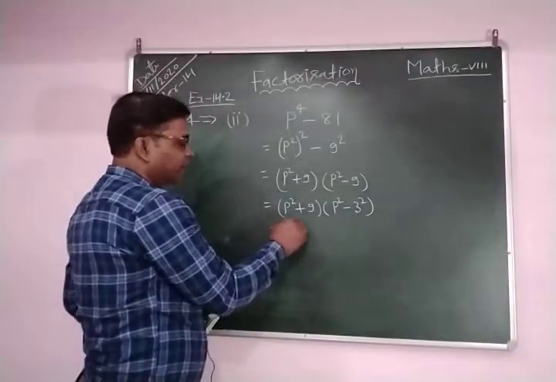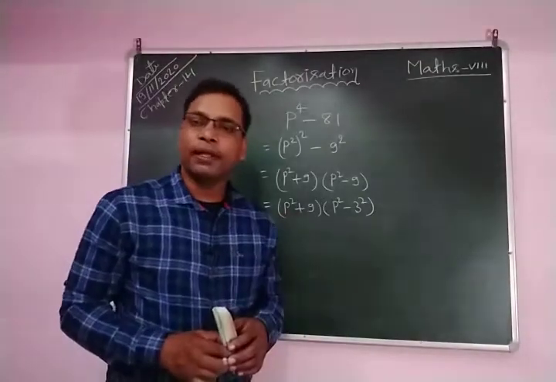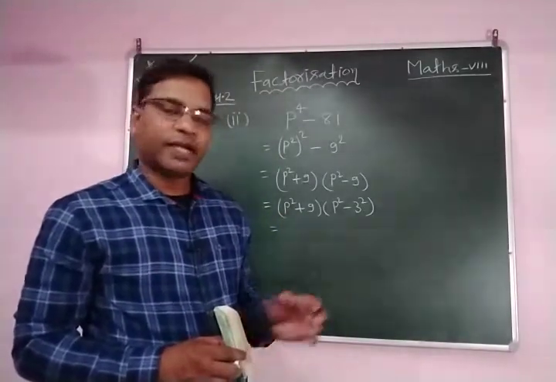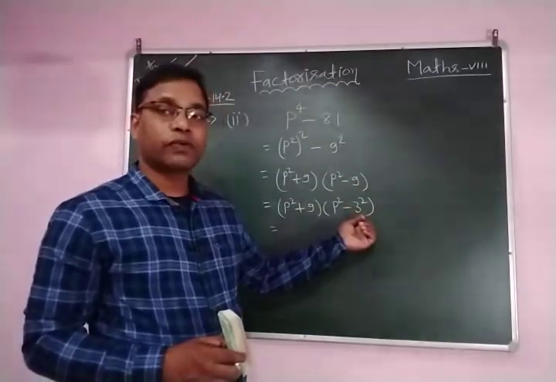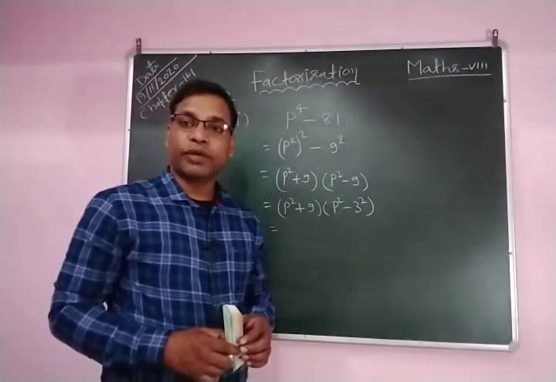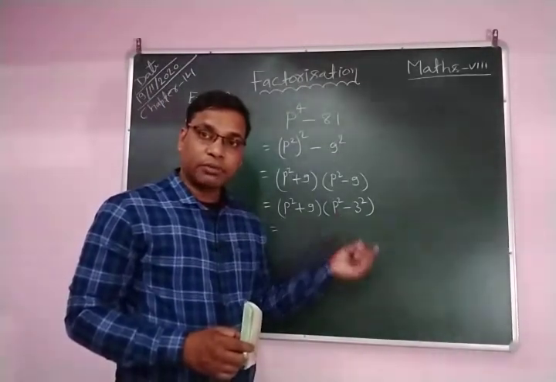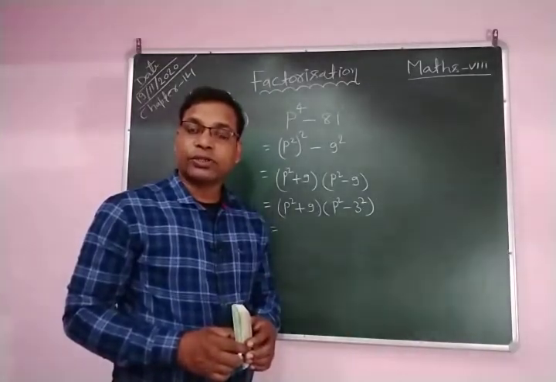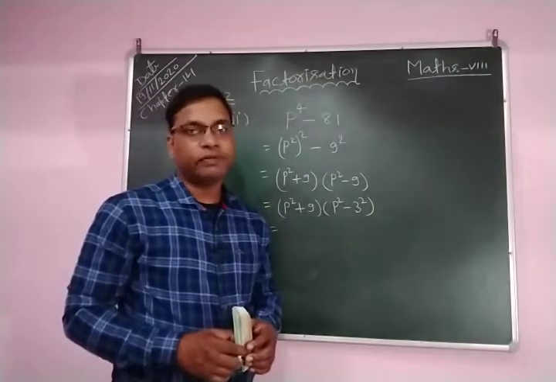So here we can't find the factors of p square plus 9, but we find the factors of p square minus 9, because this 9 is the form of 3 square. So it becomes p square minus square of 3. So again you can observe here, this is a form of difference of 2 square. This is equal to what? Difference of 2 square is equal to sum of the number into difference of the numbers.